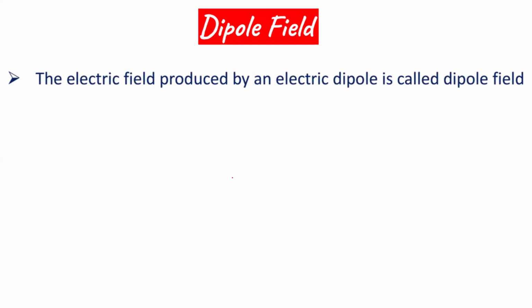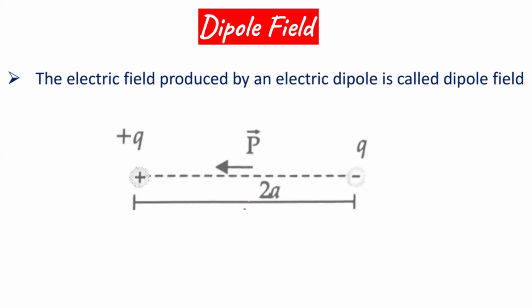Now, what is dipole field? The electric field produced by an electric dipole is called dipole field. You can see in this diagram, there are two charges of opposite nature but equal magnitude at a distance of 2a, then dipole moment as shown in the diagram.